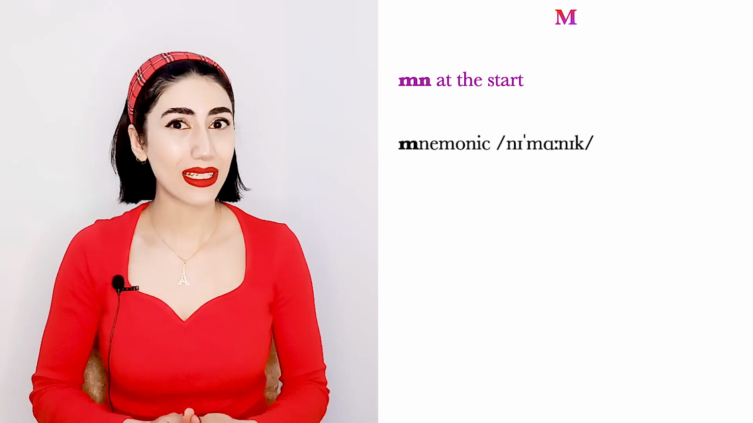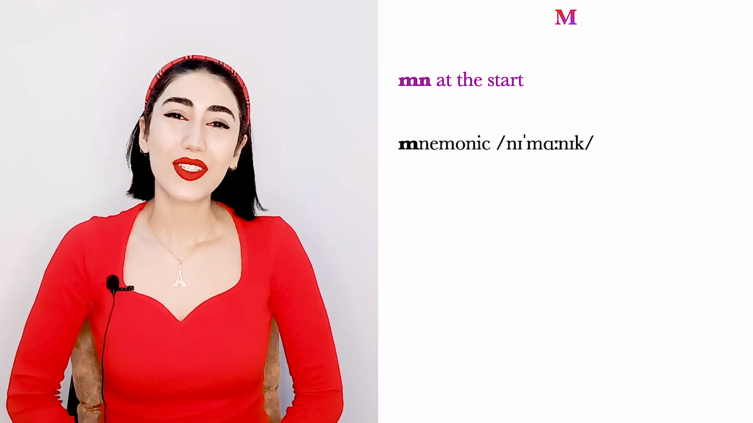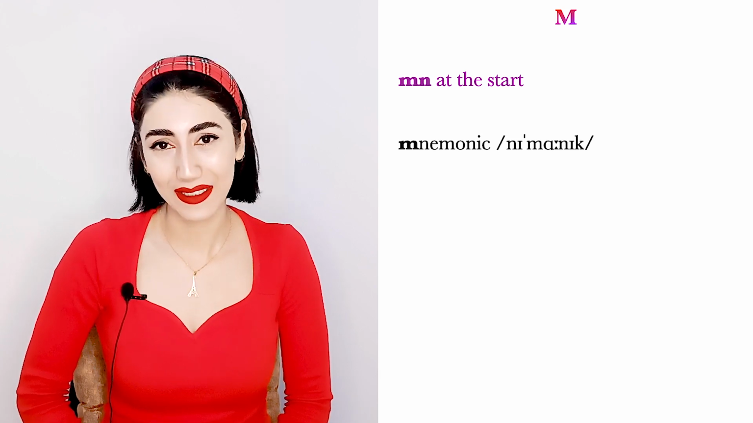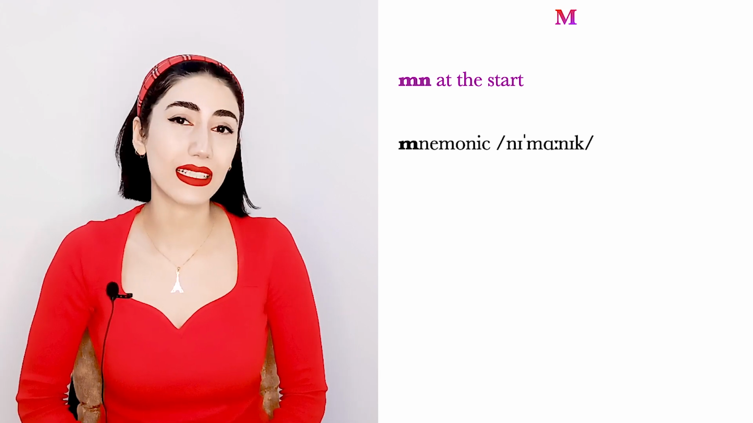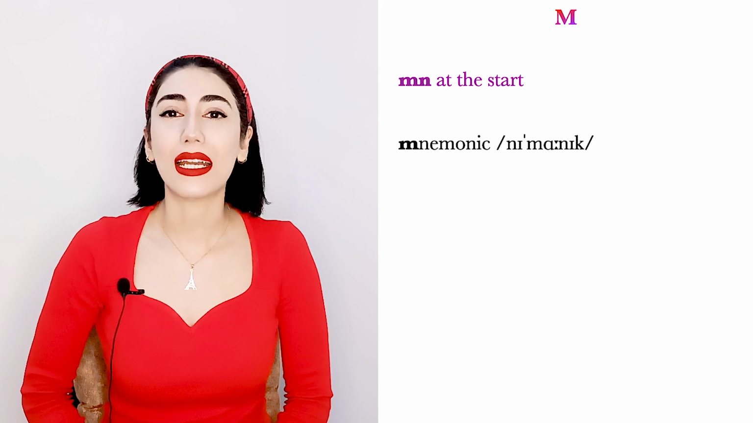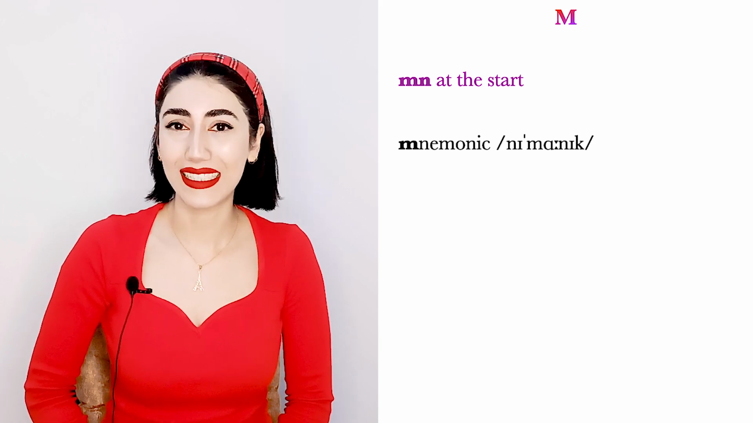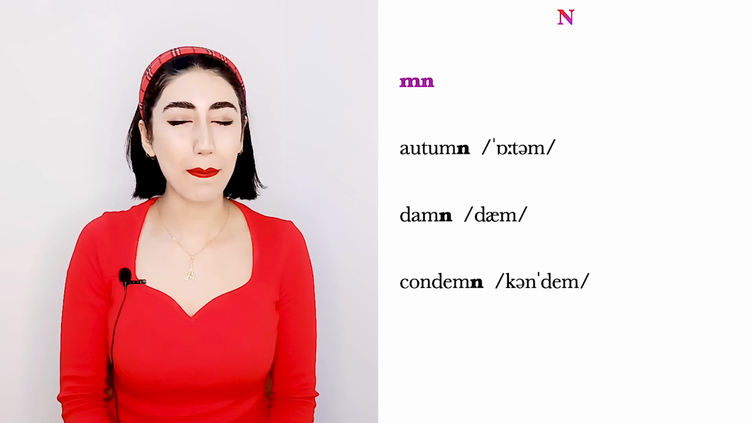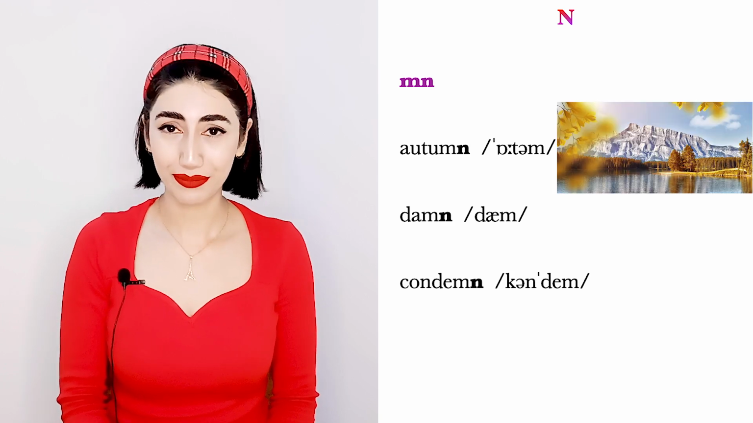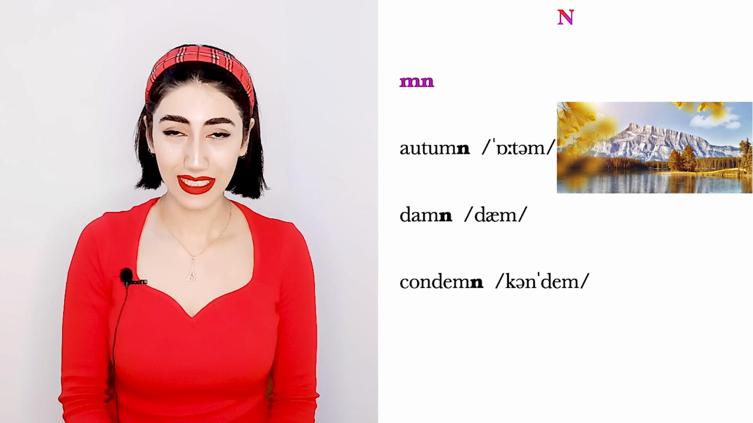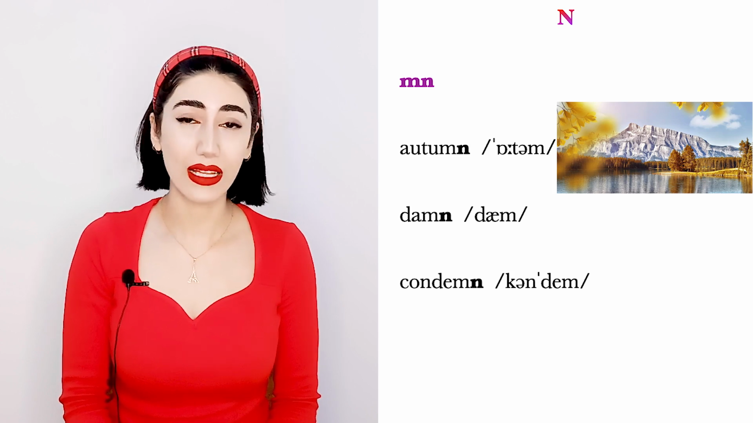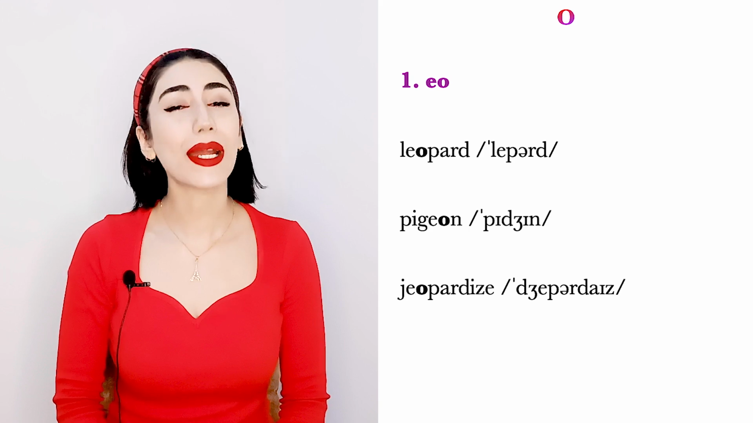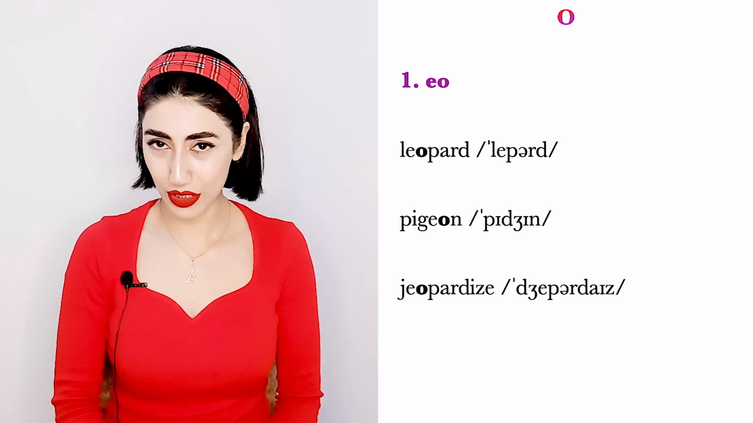M is exceptional, just when MN is at the beginning. The only example that I could find is this one, mnemonic, silent M. And then N, when there is MN, like in autumn, damn, condemn. All have silent N.